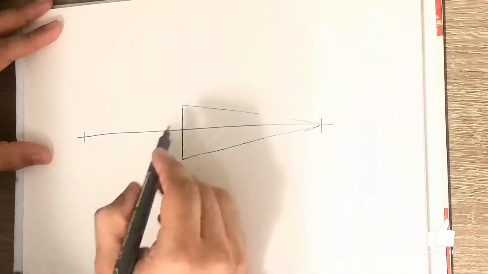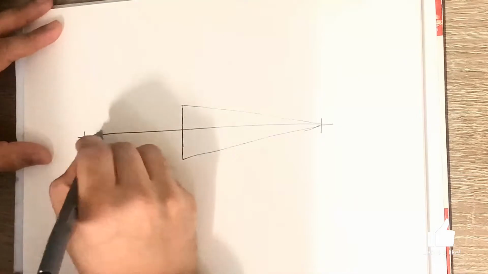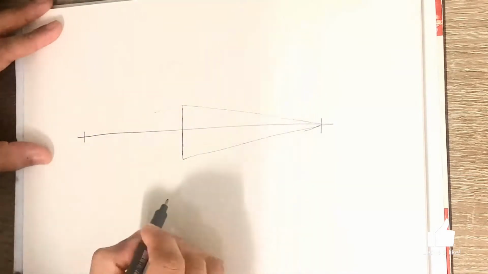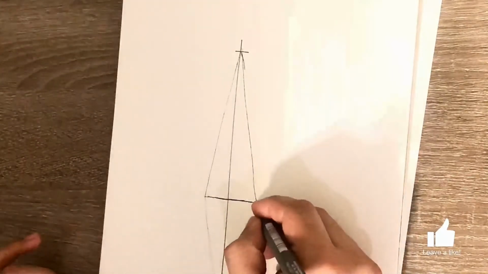Step 5. Do the same on the other side with the other crosspoint. A useful tip: try and rotate your page to help draw these lines easily when drawing freehand.